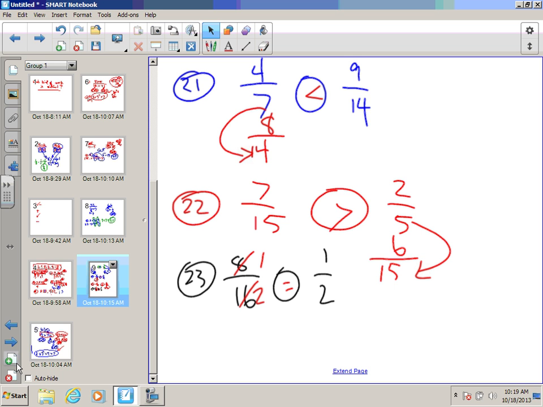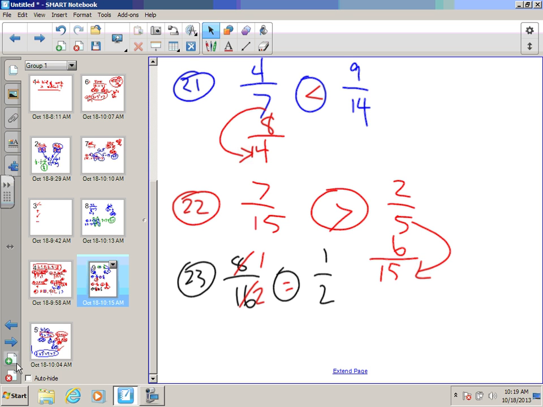21 and 57. Think of your factors for 21. 3, 7, or 21. Of those, which would 57 be divisible by? 3, 7, or 21? 3. So it should be 7 over, what is 57 divided by 3? 19. 7 over 19.